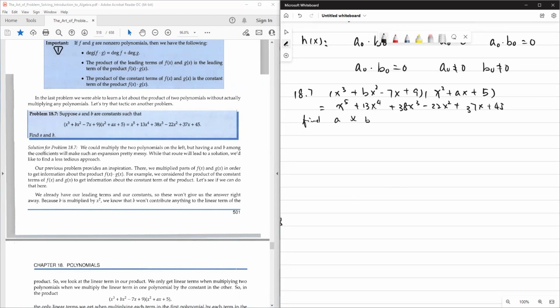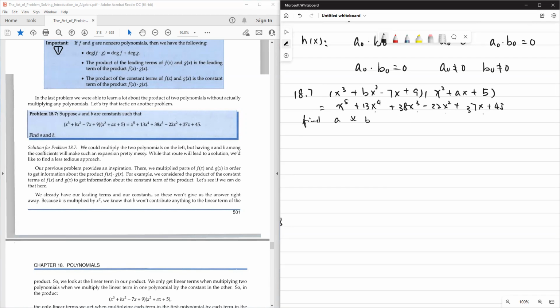So we talked about the highest term, and we can check over here: x cubed times x squared gives you x to the fifth. So that's checked off. The constant terms, 5 and 9, give you 45. We have the fourth power, third power, second power, and first power terms.